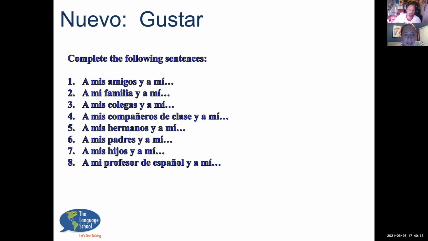Dos. A mi familia y a mí nos gusta comer la comida americana, I guess, or estadounidense. Sí, estadounidense, está bien. Y cantar en nuestras casas. Okay.